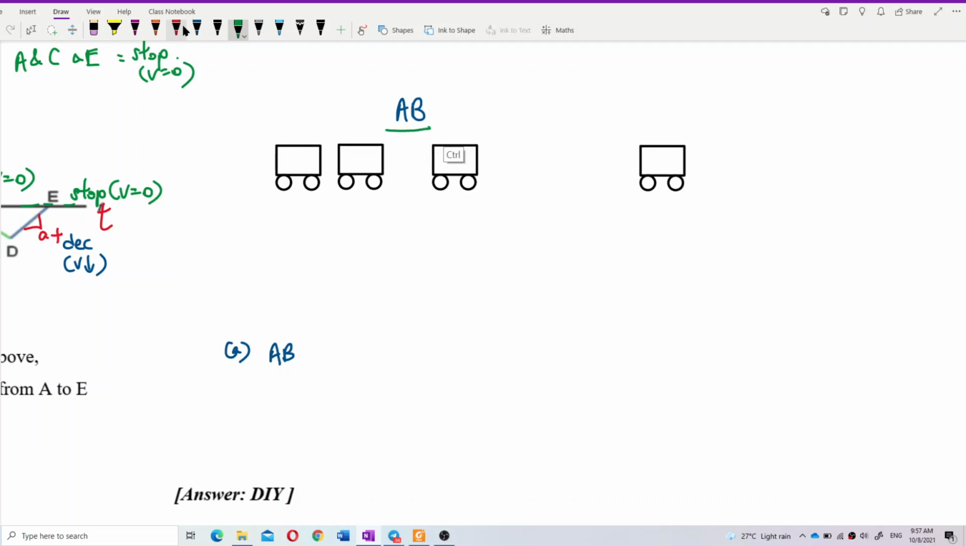Okay, it is moving to the right, velocity positive, and it is accelerating. Okay, acceleration.